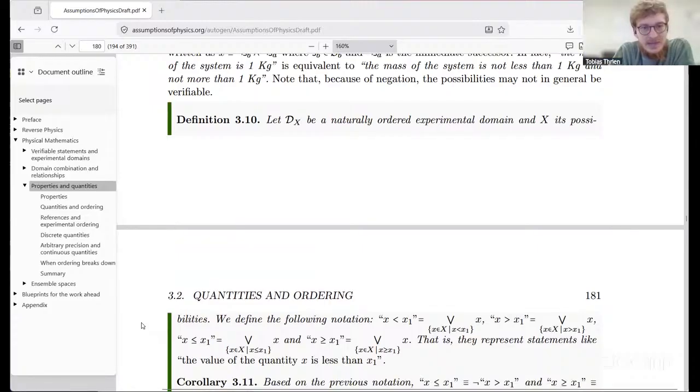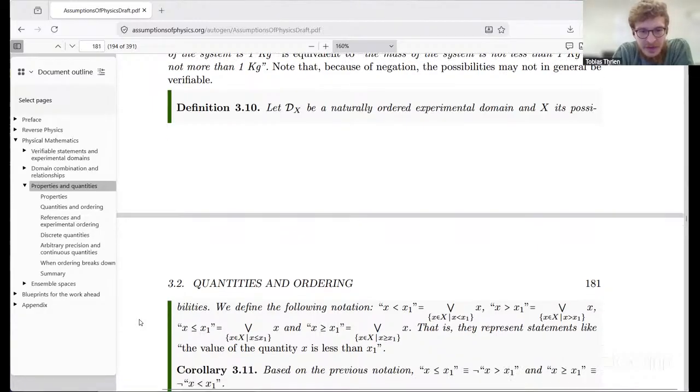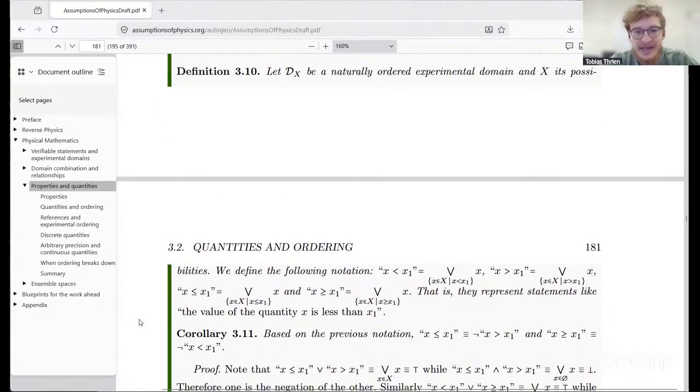Okay, let Bx be a naturally ordered experimental domain and X its possibilities. We define the following notation. X is less than X1 is defined as, I forgot, but it's a disjunction, a disjunction for all X and the possibilities that are less than X1.